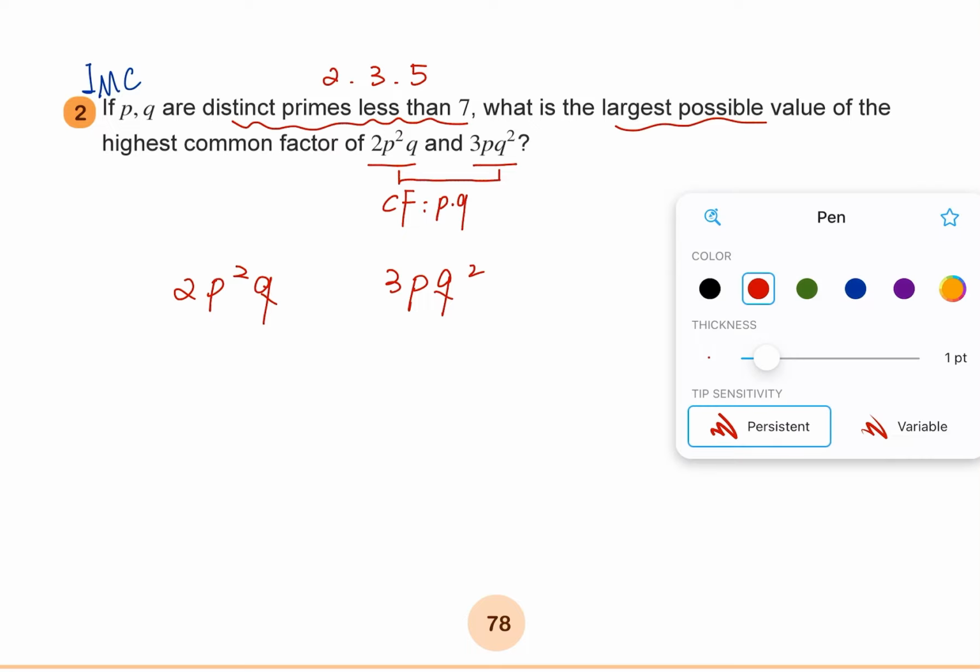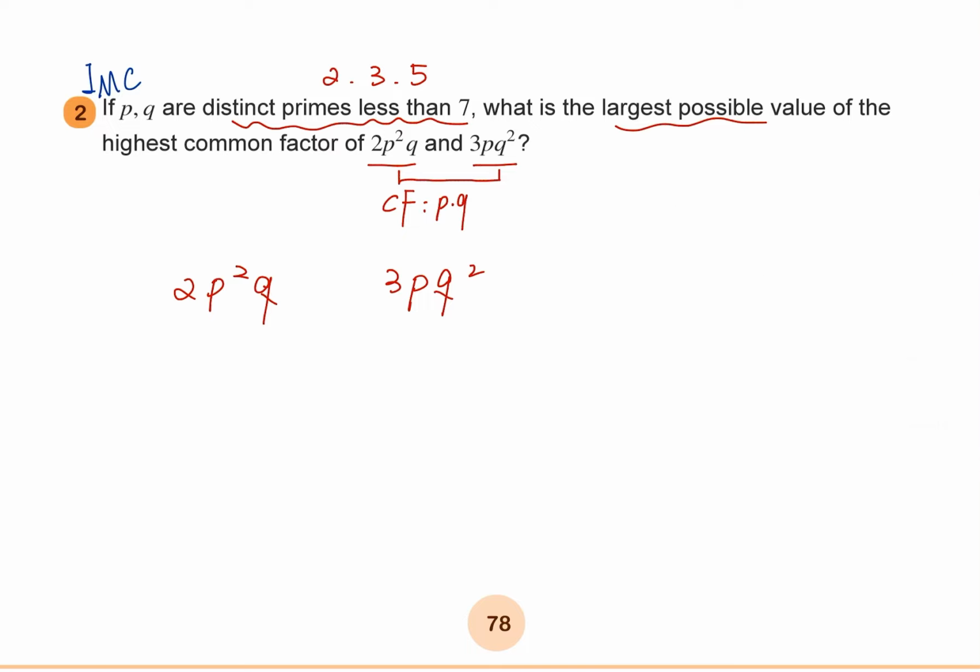Okay, so we can see that here I have 2, I have 3, and the possible values for p and q also include 2 and 3. So what if the value of p is 3? If p is 3, other than the p times q that they share in common, the first number will also share another 3 with the second number. So in this case, the highest common factor of these two numbers will be 3 times p times q.